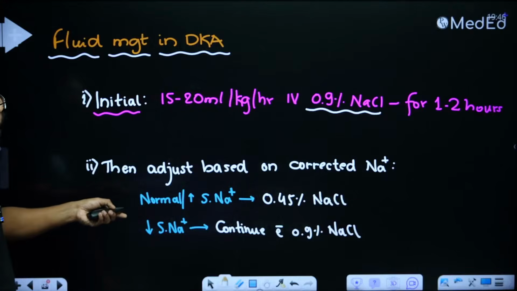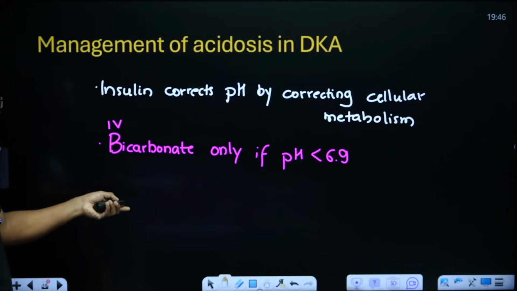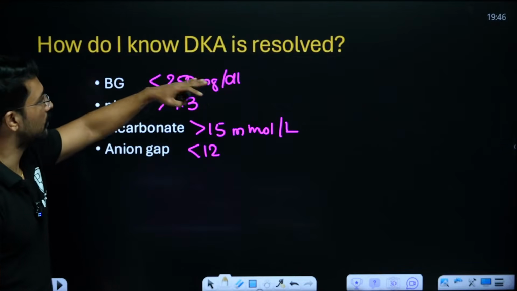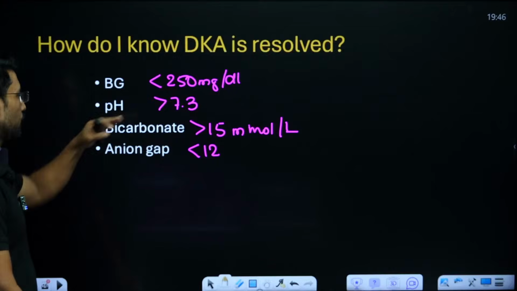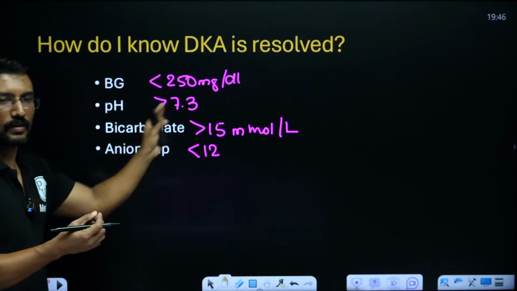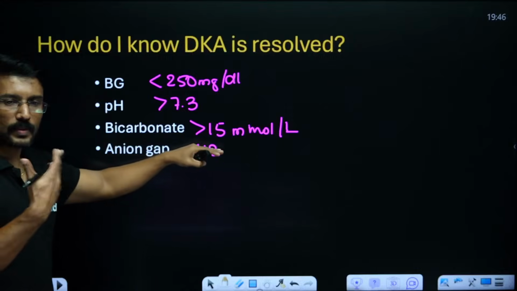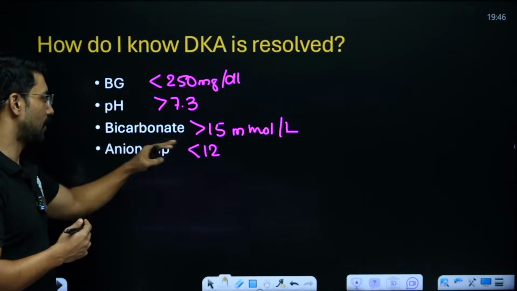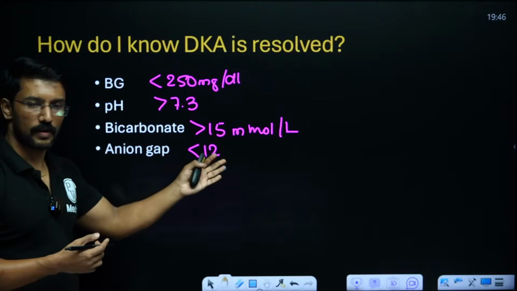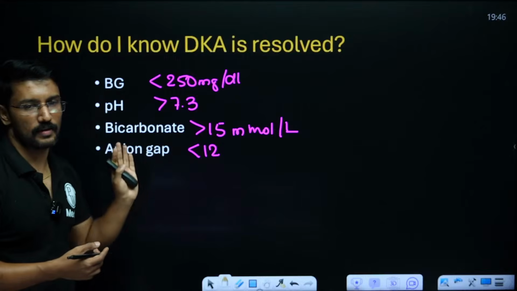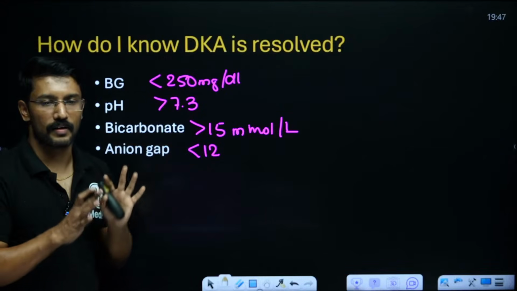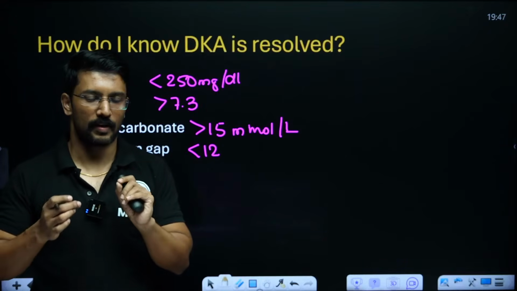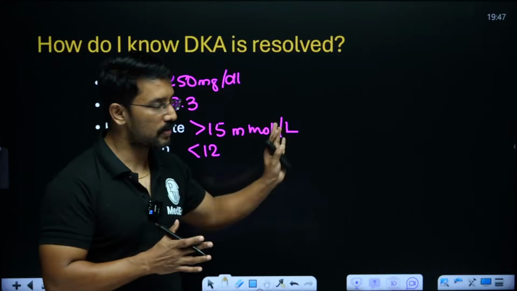So this criteria for resolution is based on the criteria for diagnosis, right? Blood glucose level more than 250 was a diagnostic criteria, less than 250 is resolution. pH less than 7.3 was a diagnostic criteria, more than 7.3 is resolution. Bicarbonate is supposed to be low; now coming back to normal range, we can count it as resolution. Then anion gap was more than 12 as a criteria; if it is coming back to normal, then we would say that it is resolved, right? So this is how we can conclude that DKA is resolved. Now insulin can be switched to subcutaneous, and the fluids can also be switched to oral, right? So that summarizes our management of DKA.